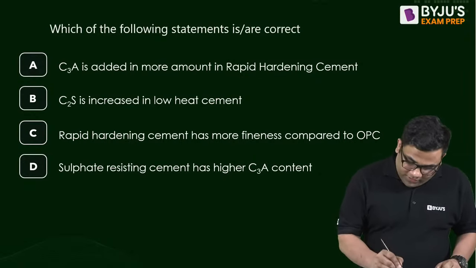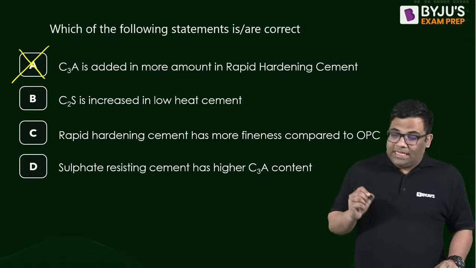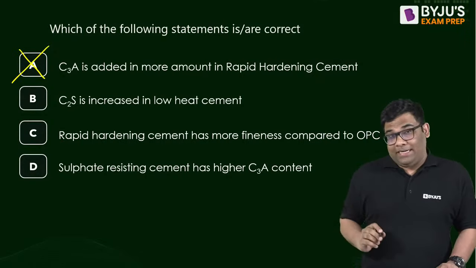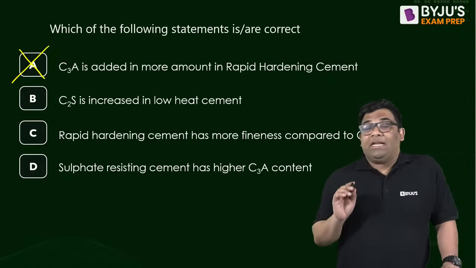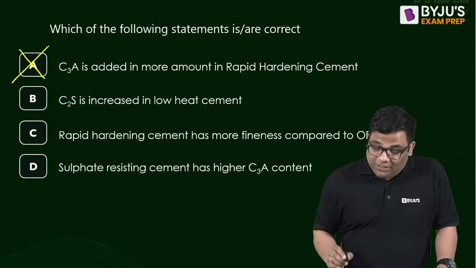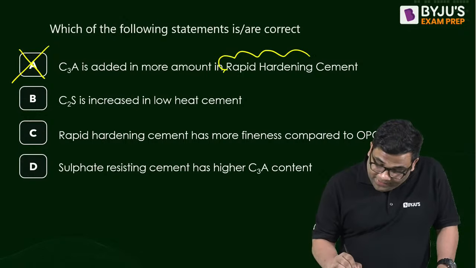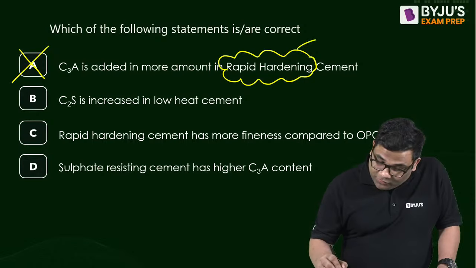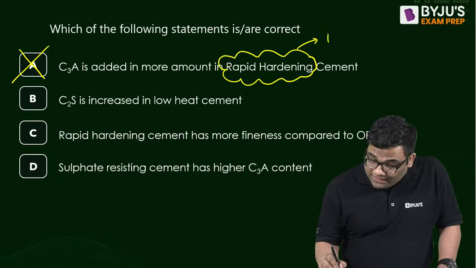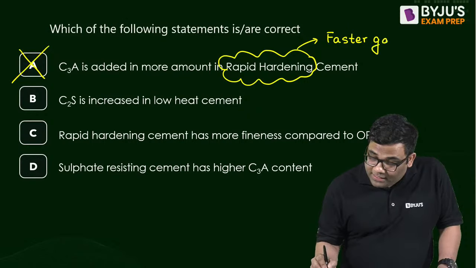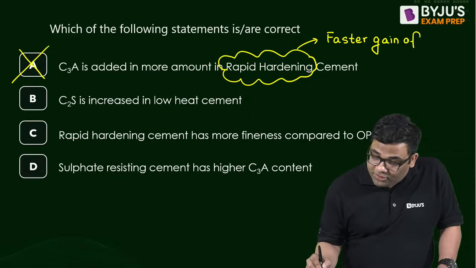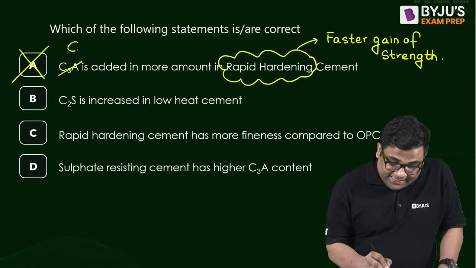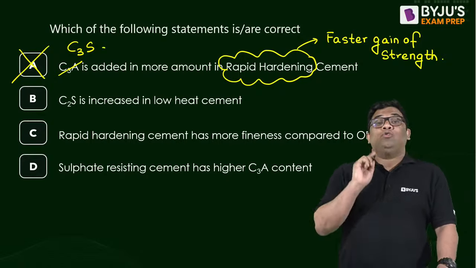Okay. The first answer is wrong. In rapid hardening cement, see, there is a difference between hardening and setting. When we are talking about rapid hardening, that means the faster gain of strength. And the faster gain of strength is due to C3S.